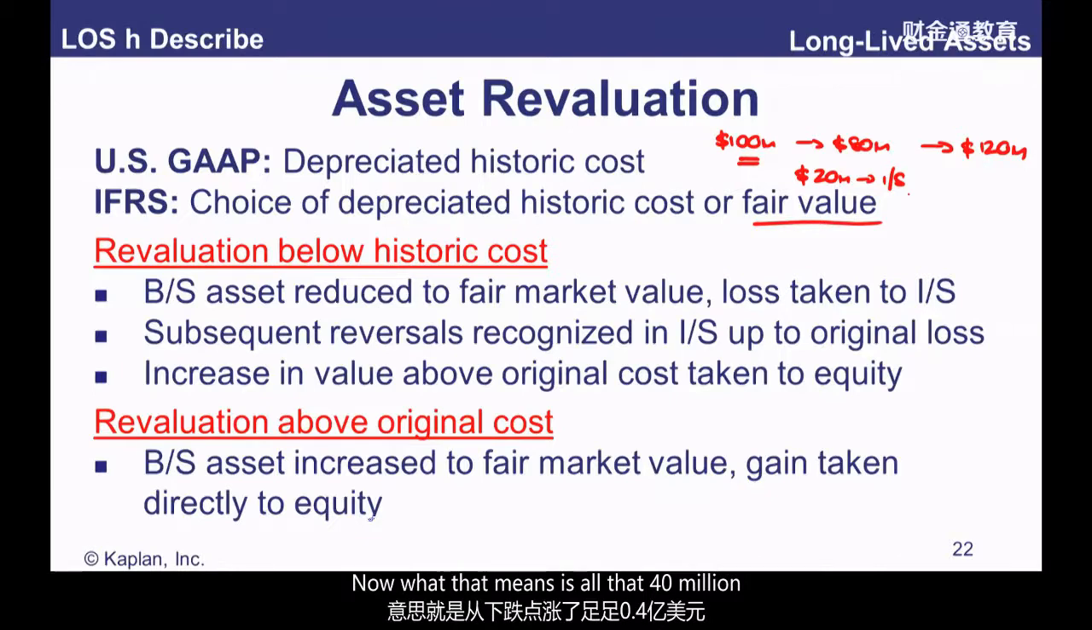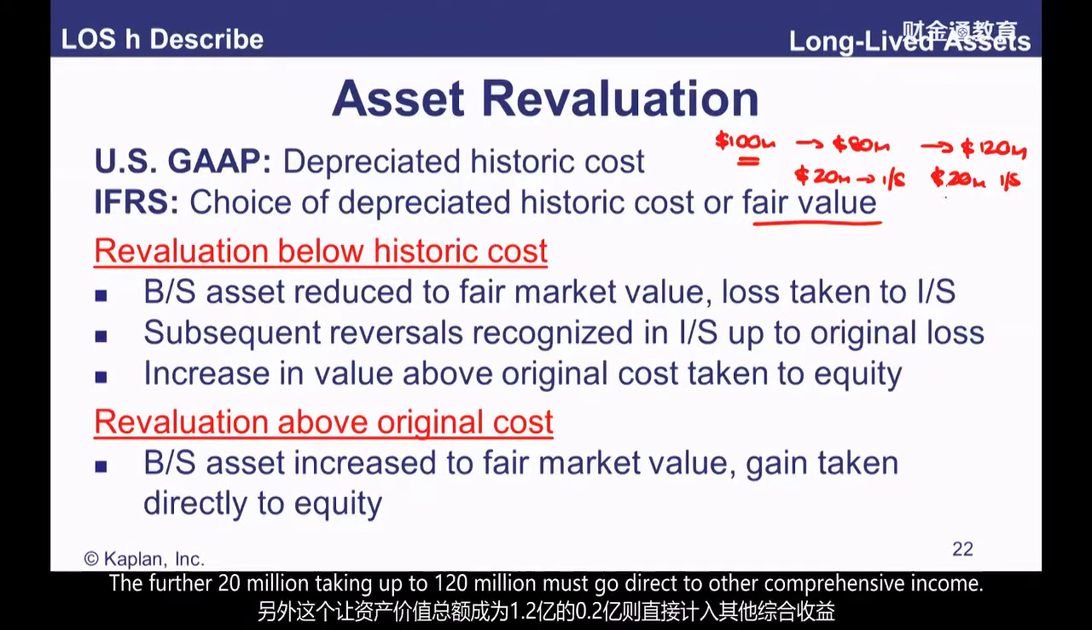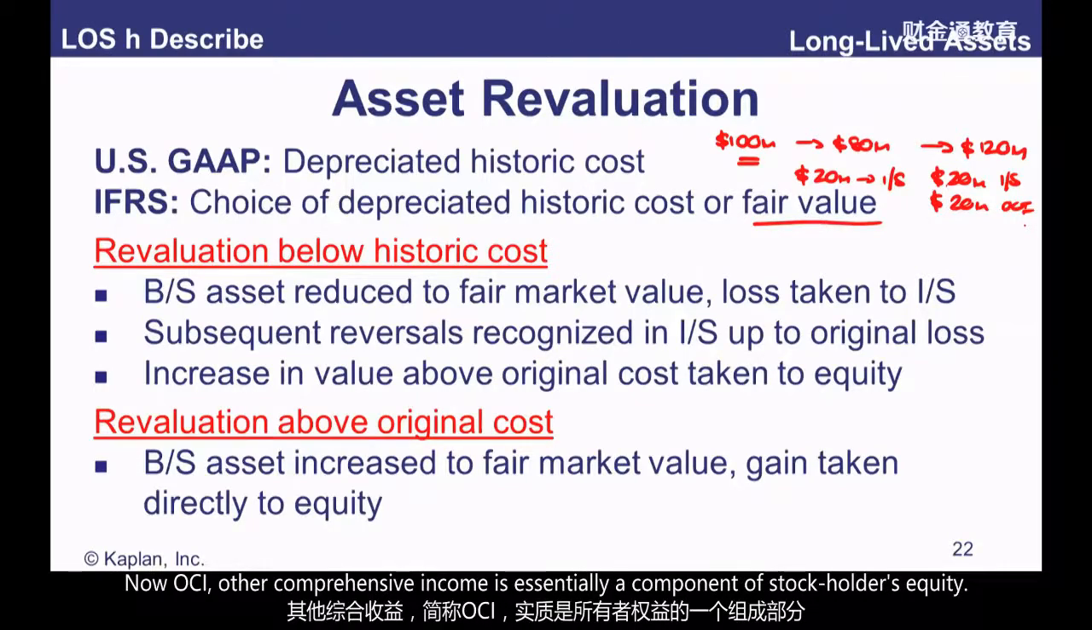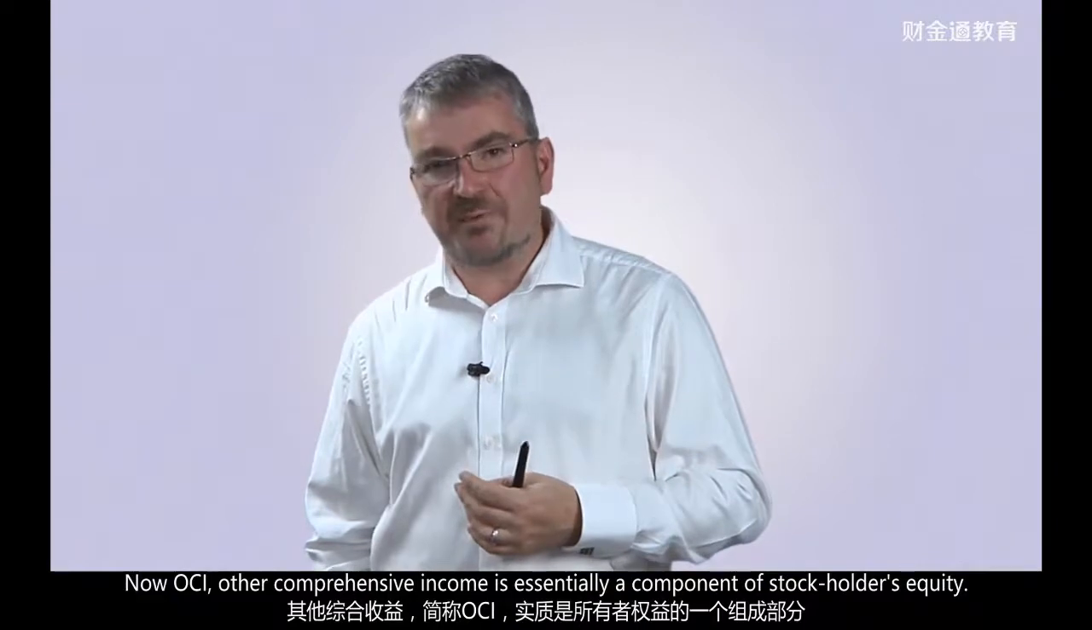Now, what that means is of that 40 million, 20 million of it can be shown in the income statement, reversing the previous loss. The further 20 million, taking it up to 120 million, must go direct into other comprehensive income. Now, OCI, other comprehensive income, is essentially a component of stockholders' equity.